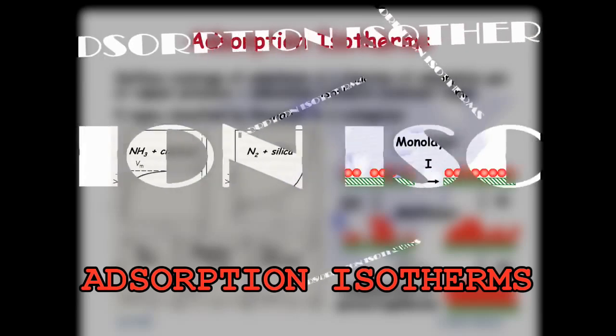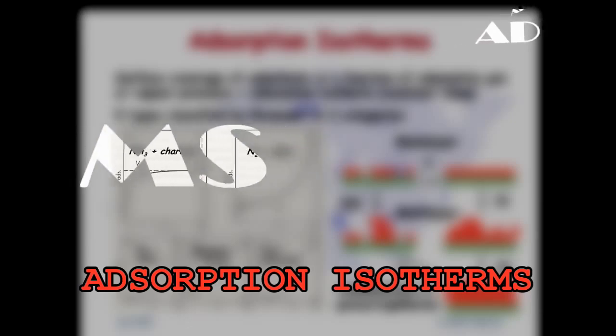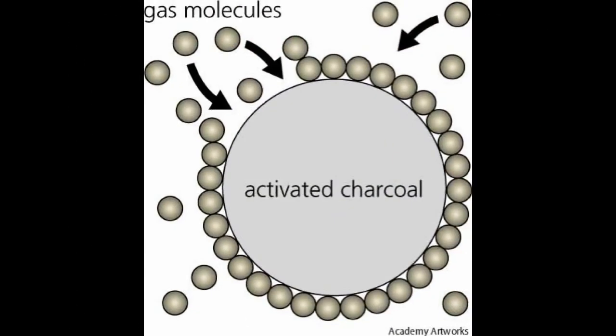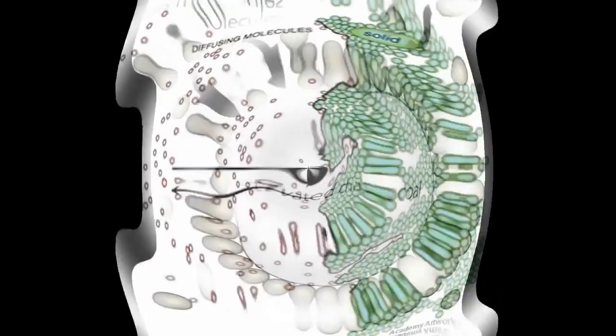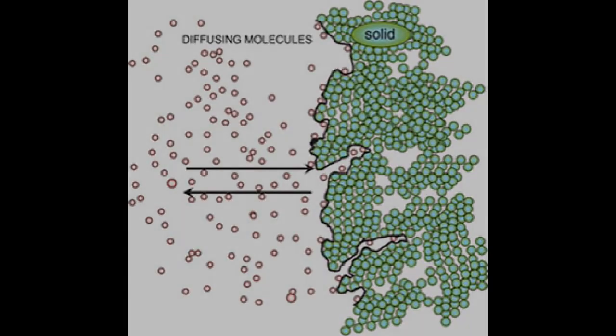But before we start this interesting topic, let's first have a look at what adsorption is. It is basically a process whereby gas molecules adhere to stationary surfaces. In this case, it is activated charcoal. Adsorption can lead to multiple layer formations, single layer formations, as well as capillary condensation.